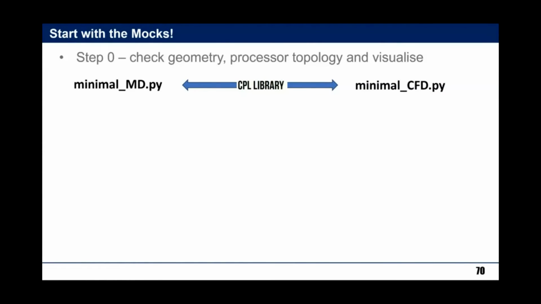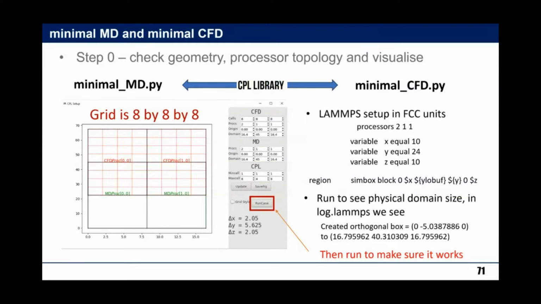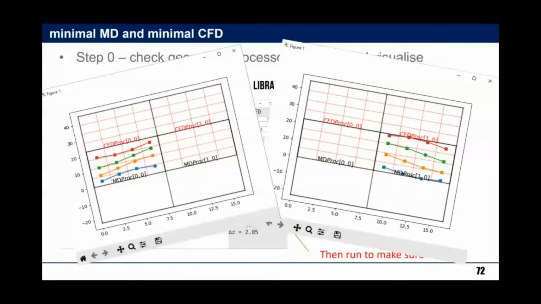First of all, we check the geometry, process topology, and visualize. Just to mention, the LAMMPS setup is in FCC units, so the physical domain size is something you actually have to run LAMMPS to see. This would be a domain of 16.7 by about 45 by about 16.7. There's a minimal applet you can try this out with to check that it works. You can run it to make sure the output is correct. You do these minimal scripts first with the correct geometry and setup that you want for your main problem, and check the outputs look okay.